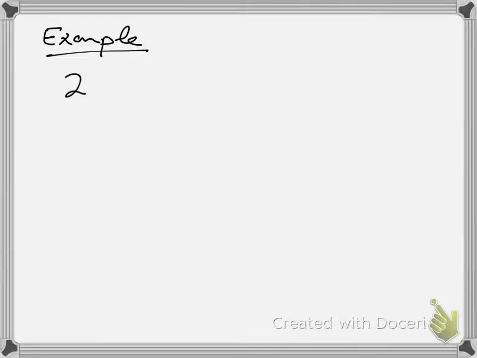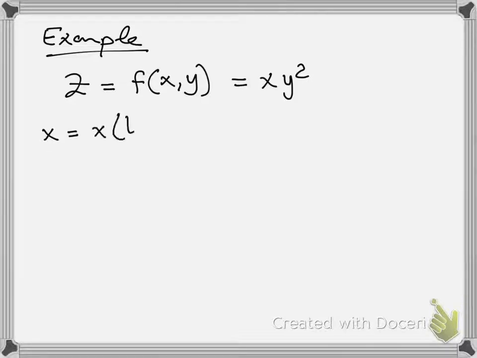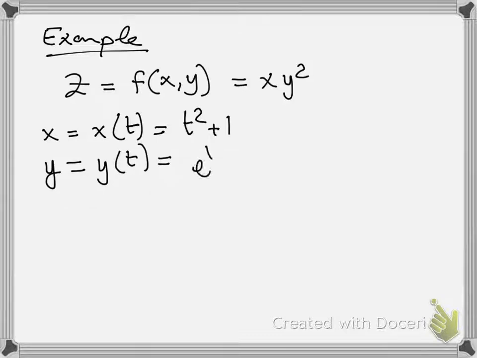So let's say a function z is equal to f of x, y is equal to x times y squared. Okay, it's a function of two variables. And now let's say x of t is equal to, let's say, t squared plus 1. Okay, and y, which is a function of t, y of t, is equal to, let's say, just the exponential of t.